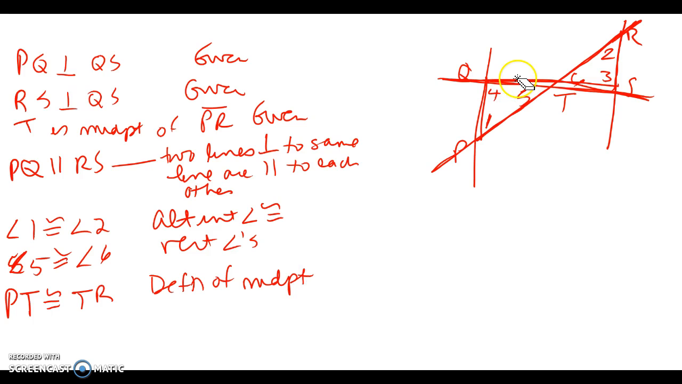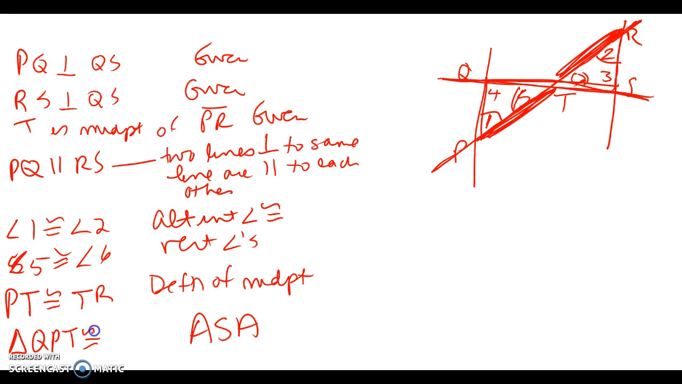So notice we didn't need 4 and 3. What we have is 1 is congruent to 2, PT is congruent to PR, and then 5 is congruent to 6. So these two, it's going to be an angle side angle. So QPT is congruent to RST by angle side angle. Okay, so there's the geometry portion.